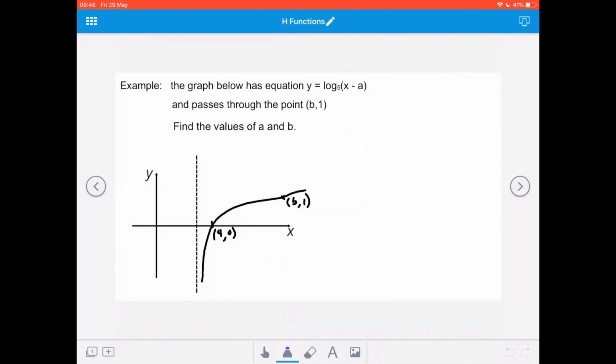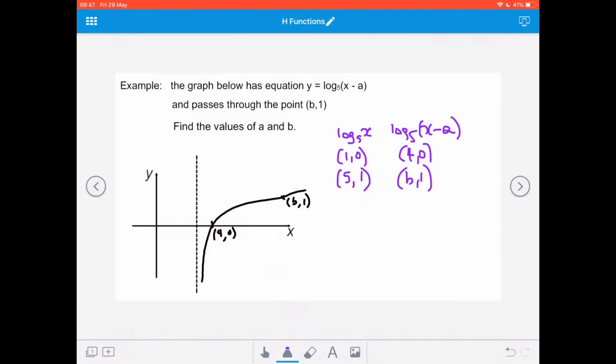In the next example, the graph below has the equation y equals log to the base 5 of x minus a and passes through the point b, 1, and we want to find the values of a and b. Again, we want to think about what the graph of log to the base 5 of x would look like. Our log to the base 5 of x curve is going to go through the points 1, 0 and 5, 1. Now our log to the base 5 of x minus a curve is going through the points 4, 0 and b, 1.